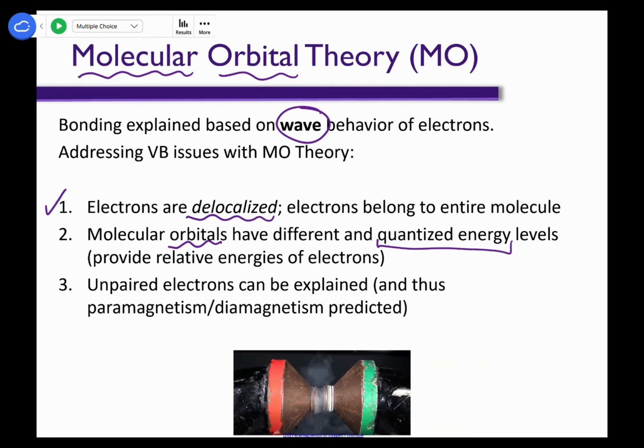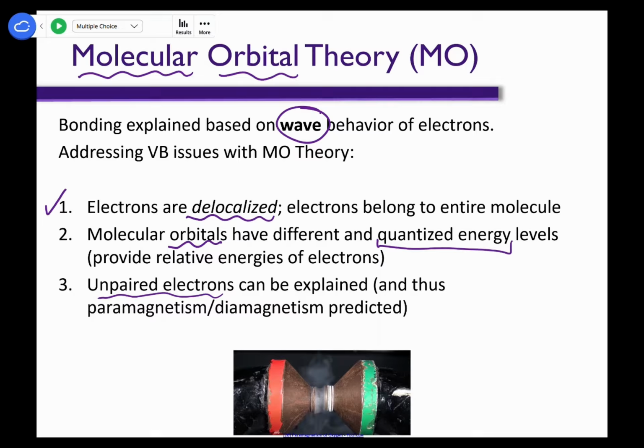They have quantized energy levels. It can be this or that, but not in the middle. And we're going to be able to explain paramagnetism and diamagnetism, because we can now, using this theory, accurately predict if electrons are paired or not paired. It's treating electrons as waves.